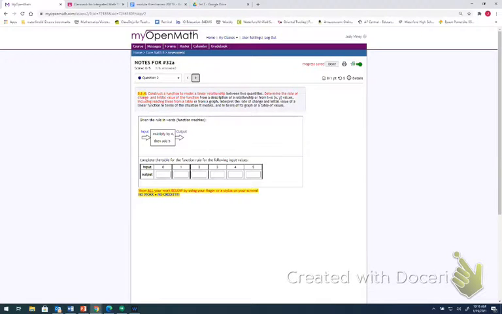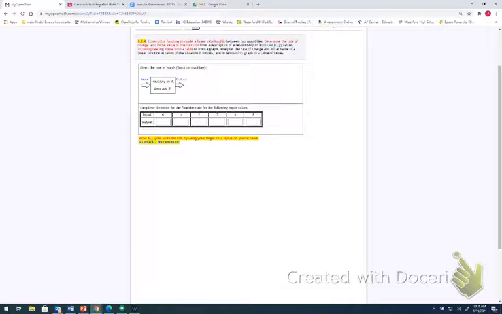Going on to number 2. Okay, so number 2 is showing us an input-output machine. If you look at it, you're going to notice that we have input right here, and then we have the stuff in the box, and then we have output. Inside the box, it says multiply by 4 and then add 5. And then if we look at our table, for the input, we're supposed to put in 0, then 1, then 2, then 3, then 4, then 5.